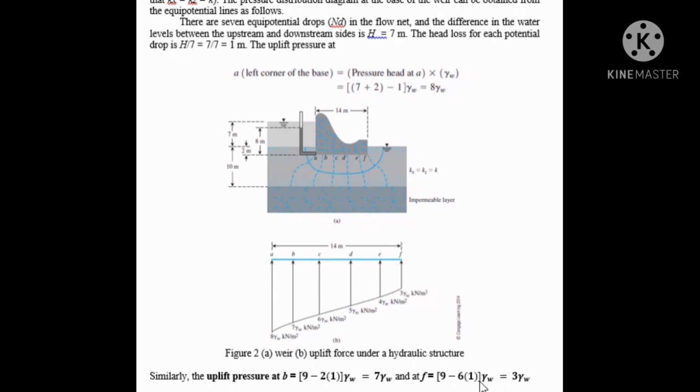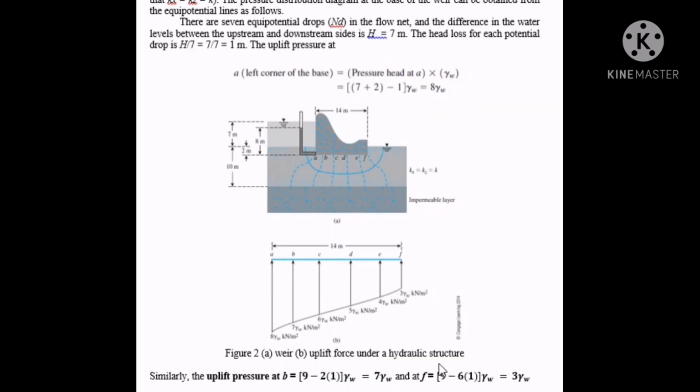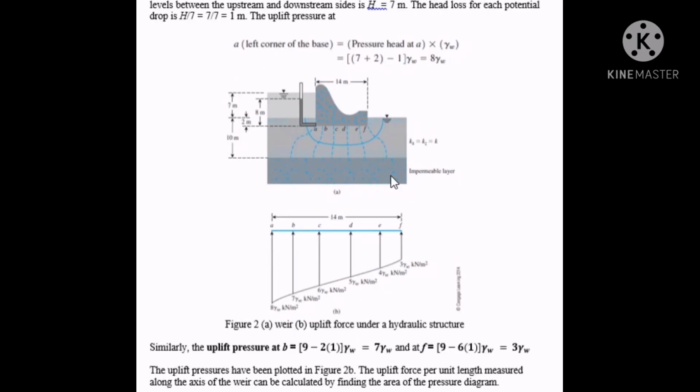So class, hindi man laging 1 ang imumultiply. So we have to divide head loss over the number of equipotential drops. That's why kumuha tayo na nagkataon na yung H natin is 7 and there are 7 equipotential drops. 7 over 7 is equal to 1 meter. So kaya naging 1 meter yan. Pwede siyang magbago. Not always 1. Okay? So that would be the uplift pressure at any point in this dam, at certain points here rather.